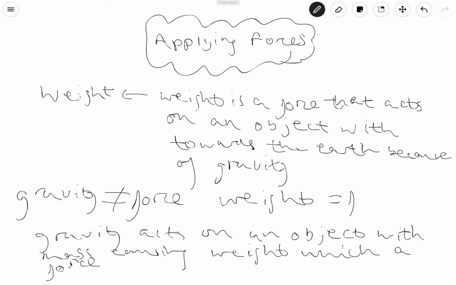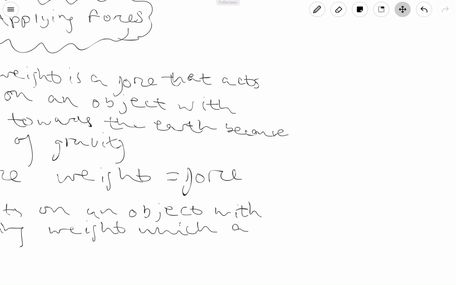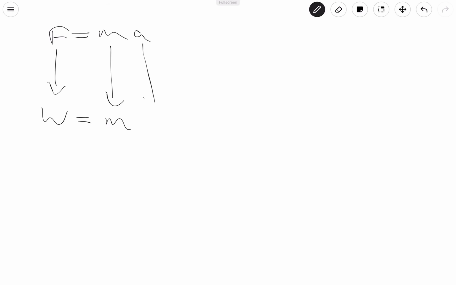Now, how do we calculate weight? Well, if we look at the formula that we were just using, force equals mass times acceleration. The force is now, as we just discussed, the force is weight. An object with mass, gravity acts on it, which causes weight, so mass can stay there. And what is acceleration? Well, when we're on the Earth, the acceleration is a value we call g. So g is the gravitational field strength.